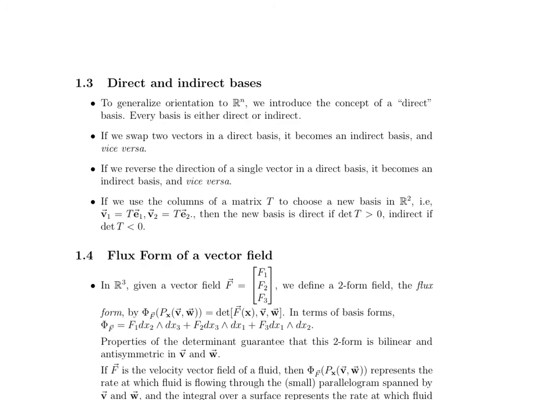And if we use the columns of a matrix T, this is really the easier approach here. If we use the columns of a matrix T to choose a new basis in R2, so that our first basis vector is the first column of T and our second basis vector is our second column of T, then the new basis is direct if the determinant of T is positive, and it's indirect if the determinant of T is negative. We'll be doing several examples of determining which vectors are direct, which vectors are indirect in various dimensional spaces this week.